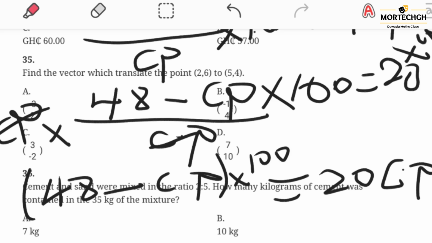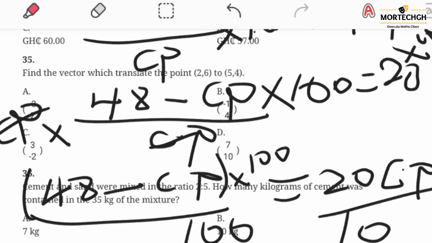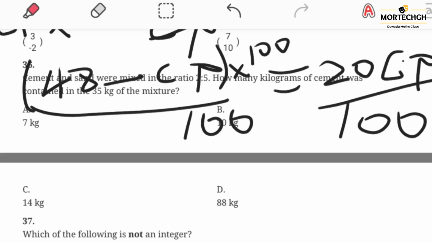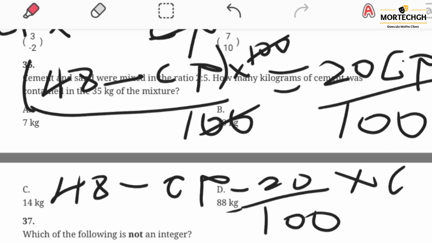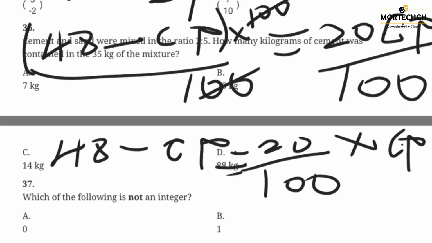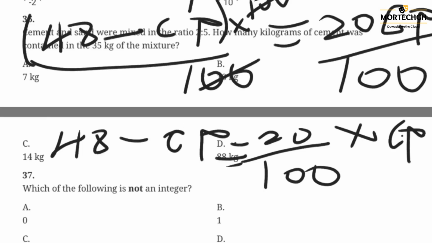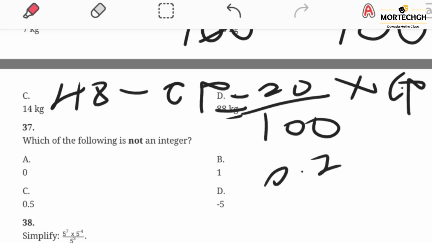Now let's divide both sides by 100 to get rid of the 100 on the left hand side. So here over 100, here over 100. So 100 will cancel 100, leaving 48 minus the cost price to be equal to 20 over 100 times the cost price. 20 over 100 will give you 0.2, so we have 0.2 CP, to be equal to 48 minus CP.